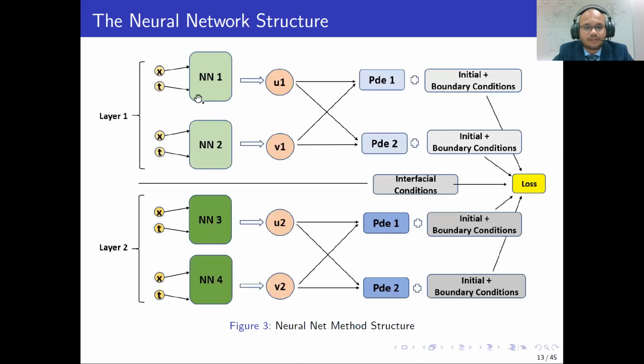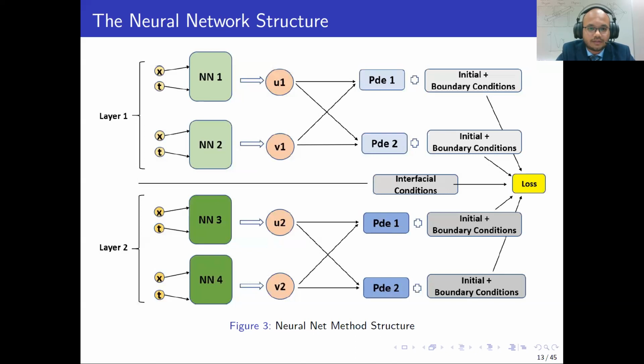The neural network structure that we have used looks something like this. For each layer we use two neural nets. The first neural net approximates the electron temperature, which I represent here by U1, and V1 represents the lattice temperature, and similarly U2 and V2. So there we have the coupled equations. PD1 represents the first equation, and PD2 represents the second equation, and so on for the second layer. And then the loss function comprises the initial, boundary, and interfacial conditions altogether.